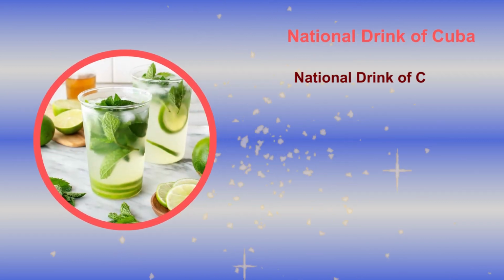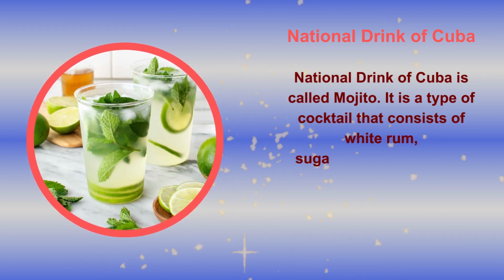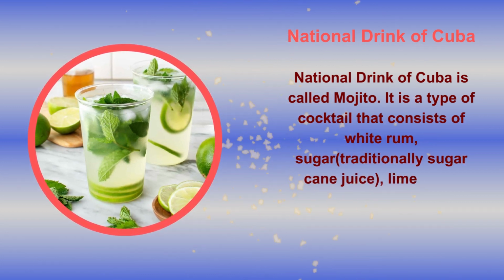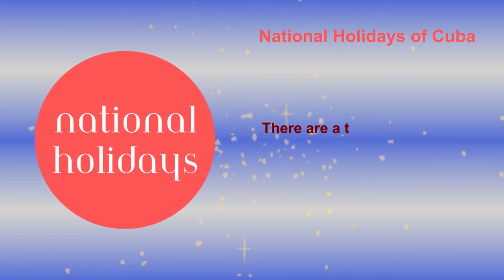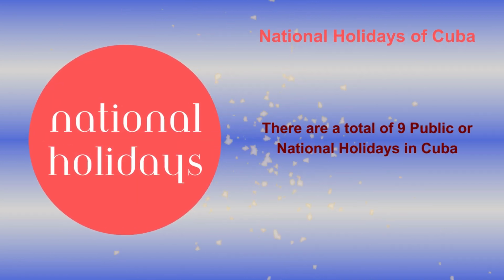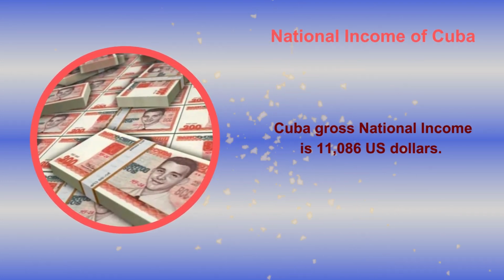The national drink of Cuba is called mojito. It is a type of cocktail that consists of white rum, sugar, traditionally sugarcane juice, lime juice, soda water, and mint. There are a total of 9 public or national holidays in Cuba. Cuba's gross national income is $11,086.